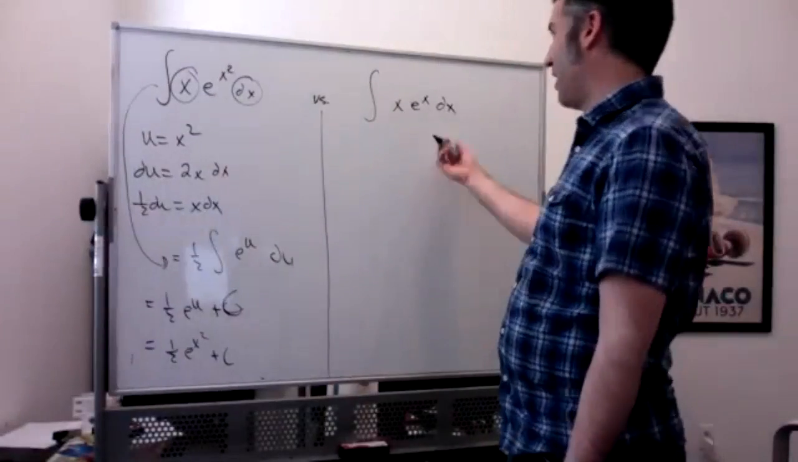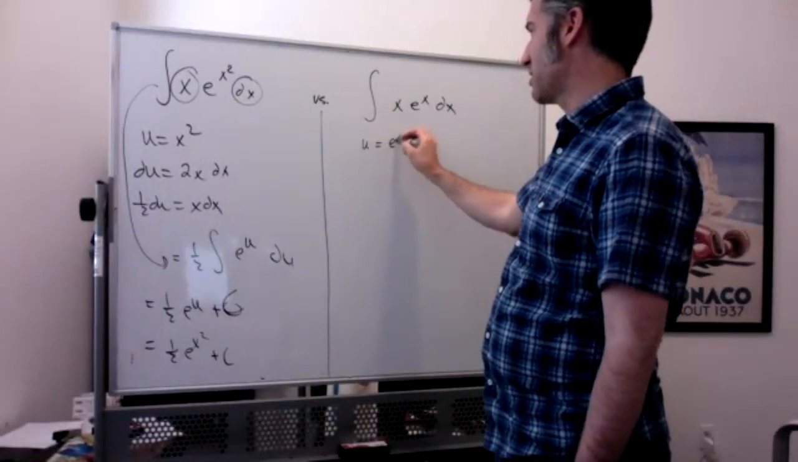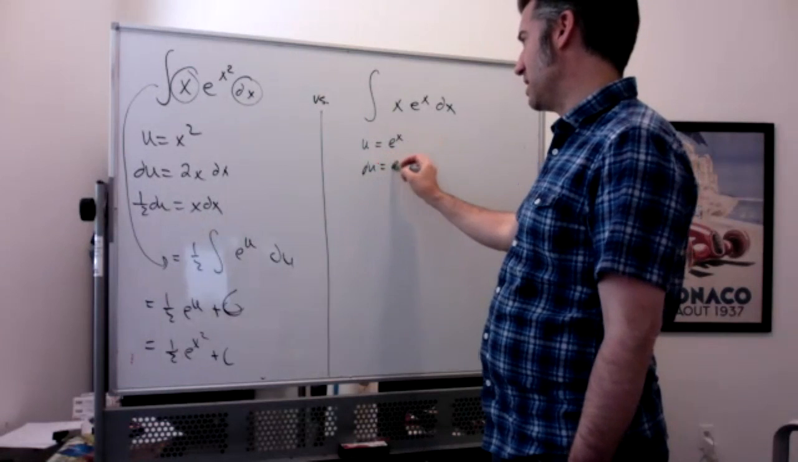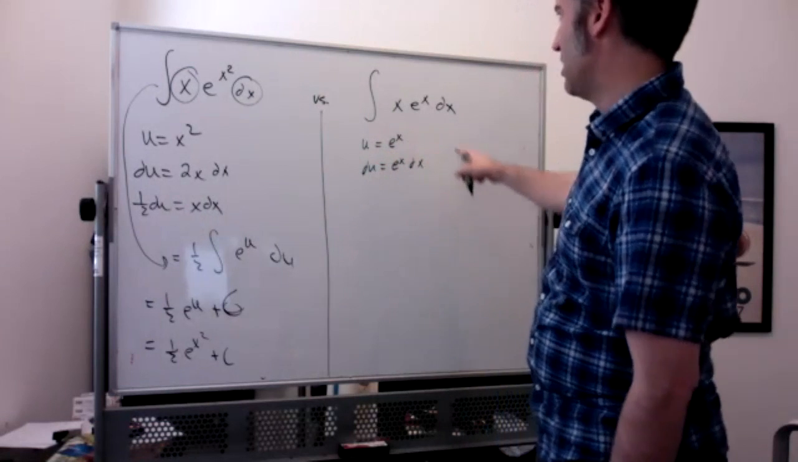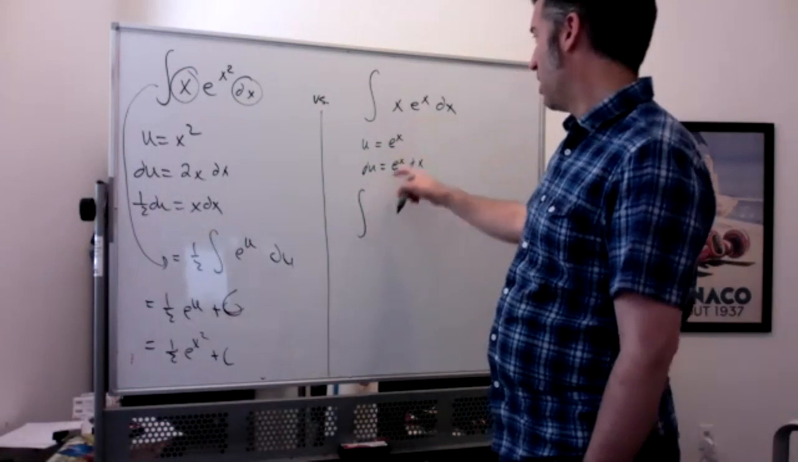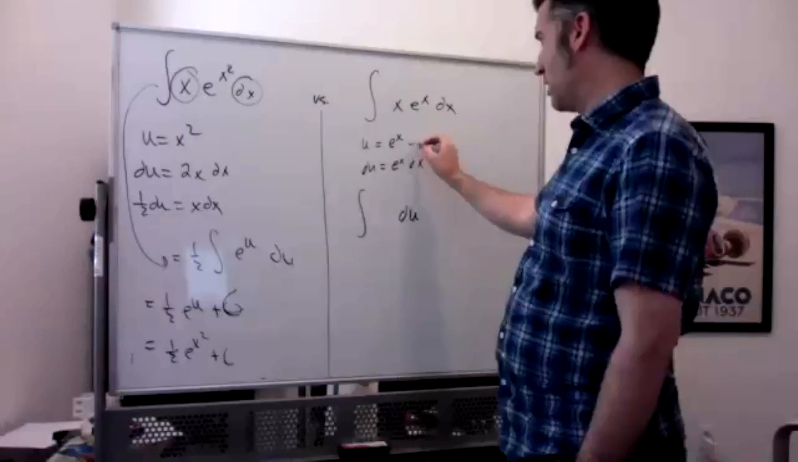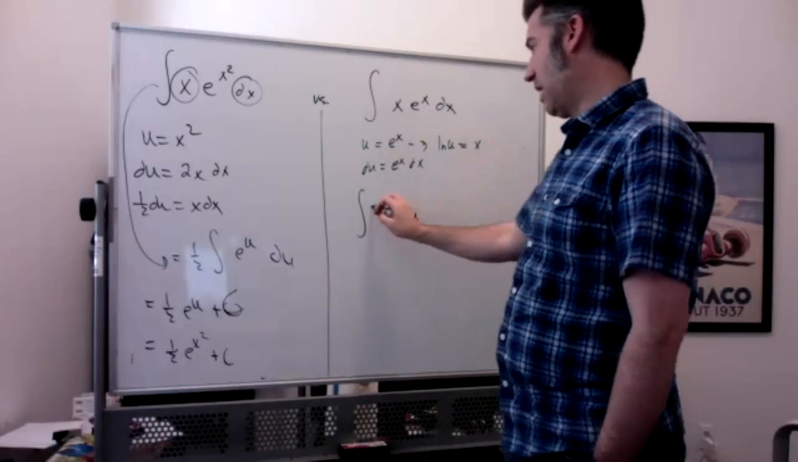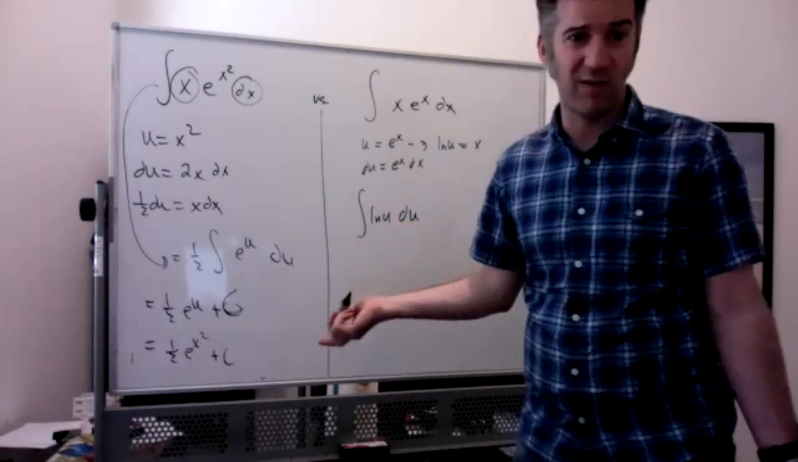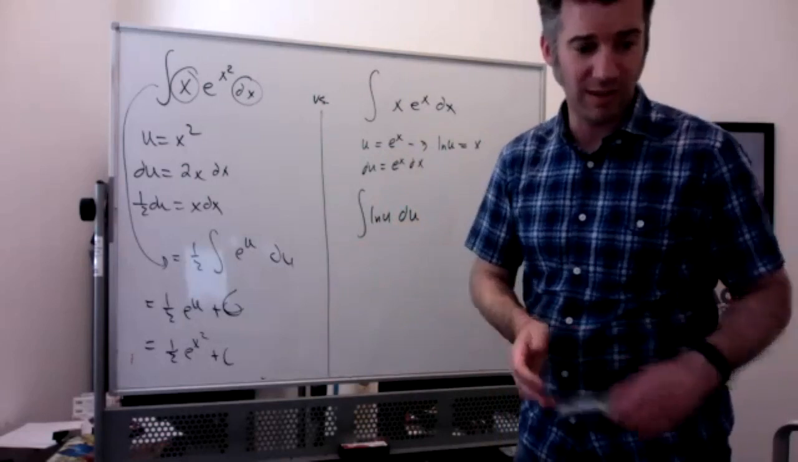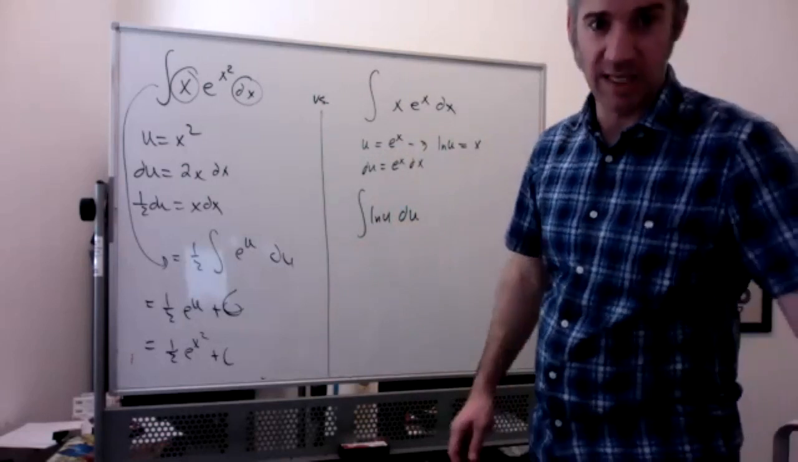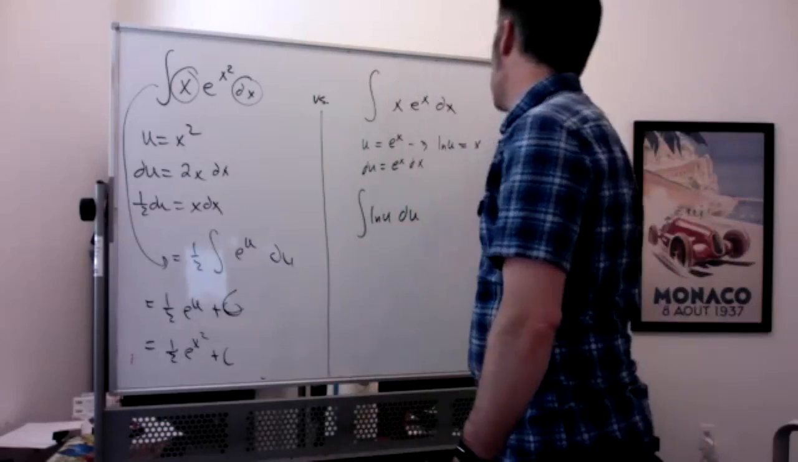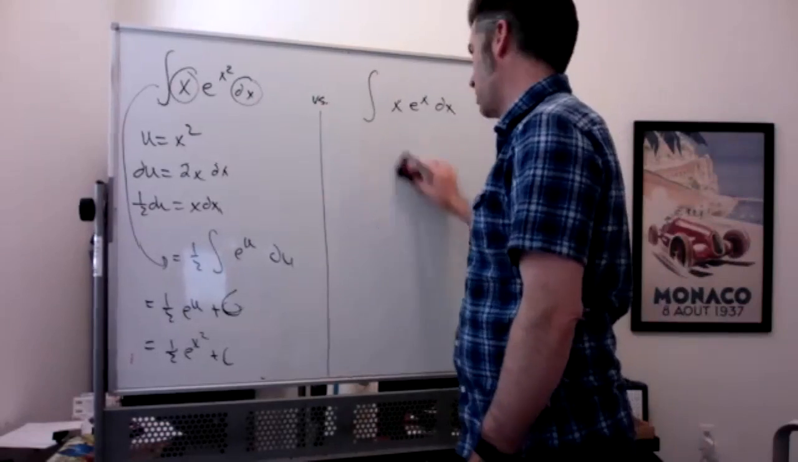If I pick u equal e to the x, my du is e to the x dx. So then I'm integrating, let's see, du and x. If I take the natural log of both sides, I get natural log of u. But here's the problem: the integral of natural log of u requires integration by parts. So we haven't made our lives any easier. So this is definitely integration by parts.